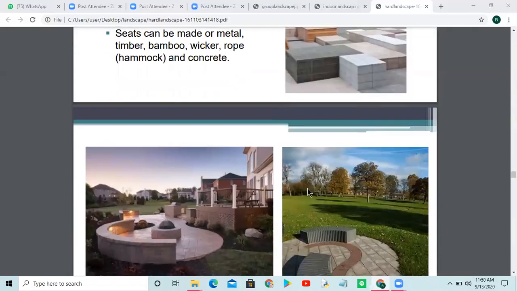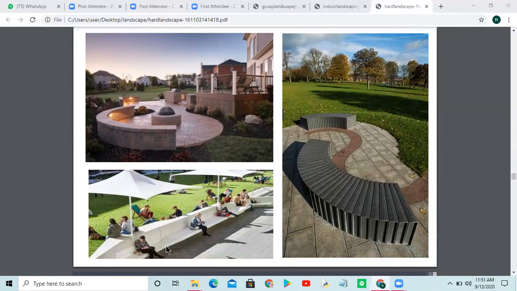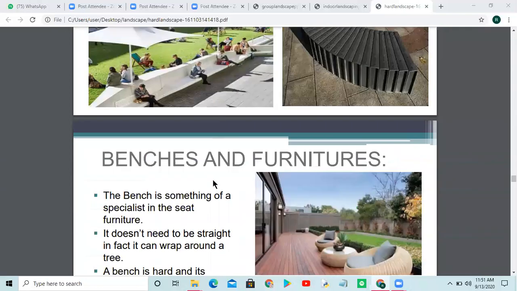You can see various forms, spiral, circular, and stone has been used. You can see how urban areas have been designed. People can have a relaxing seat while they are going. It is an urban space design where people just come, sit, relax, spend 3 to 4 hours, talk, chit chat, and go back. So again, you should understand that furniture and benches are a part of landscape.